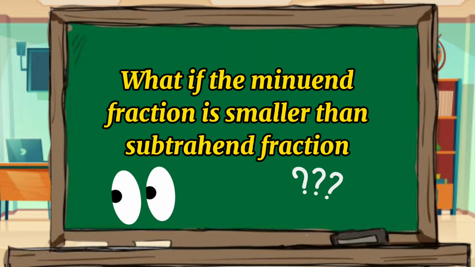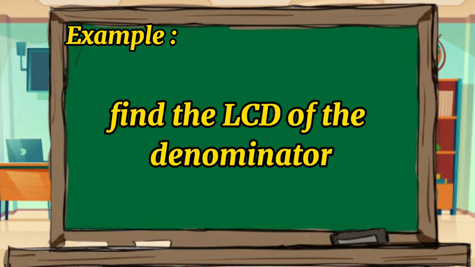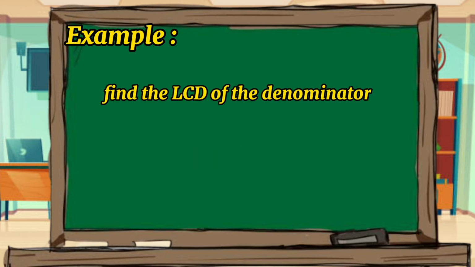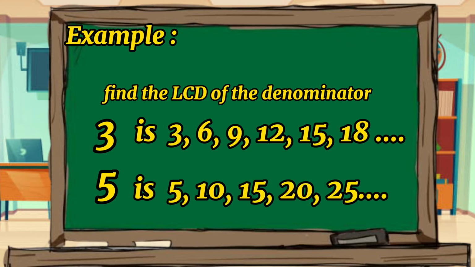What if the minuend fraction is smaller than the subtrahend fraction? Let's see the example. 2 and 1/3 minus 1 and 2/5. Step 1, let's find the LCD of the denominators. The denominators are 5 and 3. The multiples of 3 are 3, 6, 9, 12, 15, 18, and so on. While for 5 they are 5, 10, 15, and 20. The least common denominator of 3 and 5 is 15.